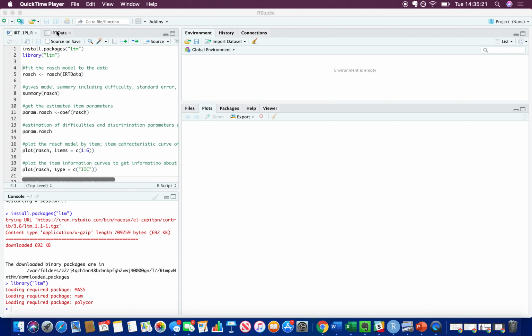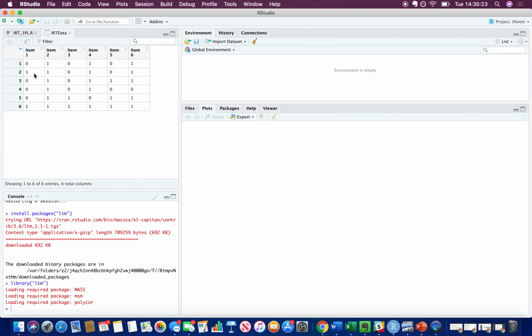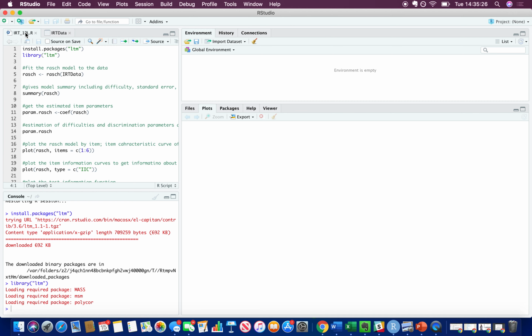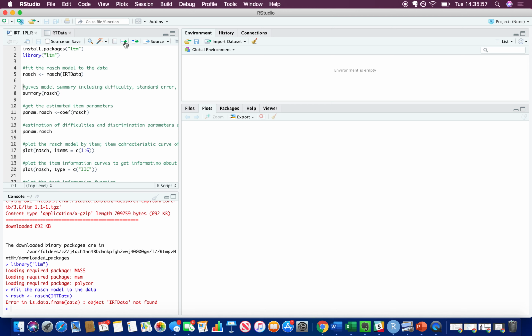So I used a really small data set. I just did 6 items and 6 people, and I coded 1 for correct answers and 0 for incorrect responses, so either yes or no. I installed and loaded the package ltm. You need to run this. Then to start out, I'm going to fit the Rasch model to the data. This estimates the item difficulty based on how people answered the item, so their correct and incorrect responses.